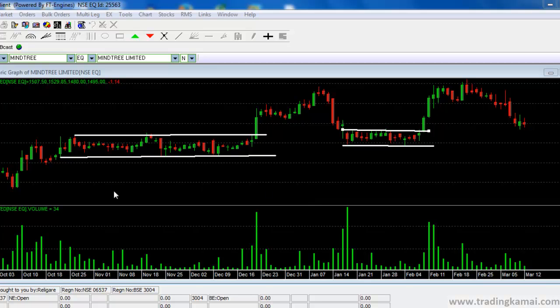So you can see over here, in Mindtree, right from October till December, this stock was moving in a range. This phase you can term as the accumulation phase. In this phase, there were big investors who were accumulating this stock regularly in small quantities.